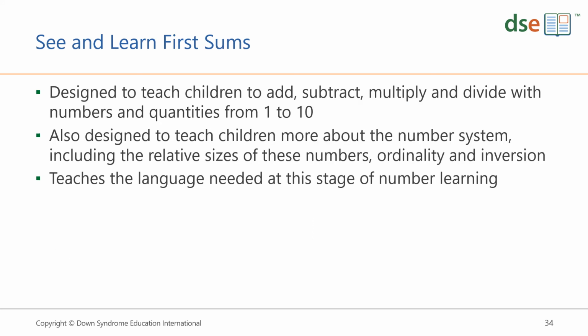Now the third step in CLearn number is first sums. Children will be ready to move into first sums when they've completed first counting. They need to have all the basics in place and be able to complete the tasks in first counting before they move to first sums.